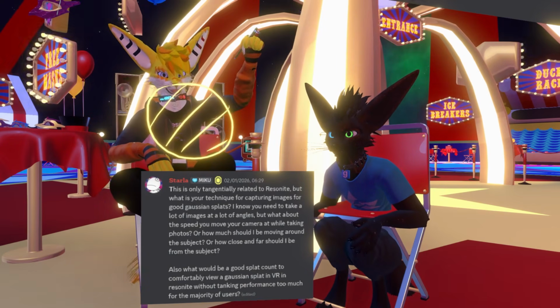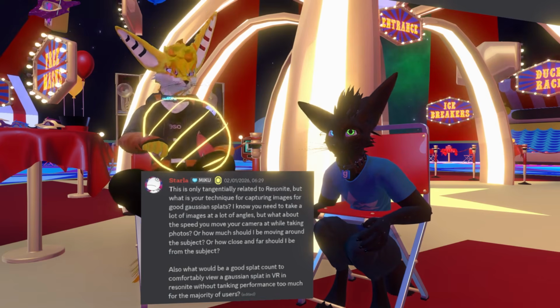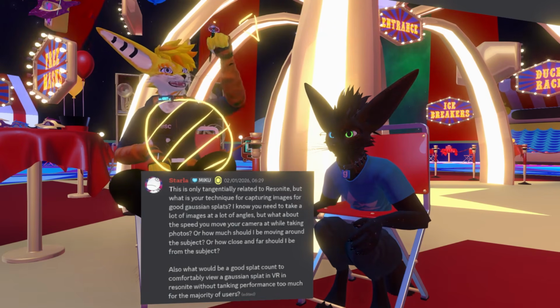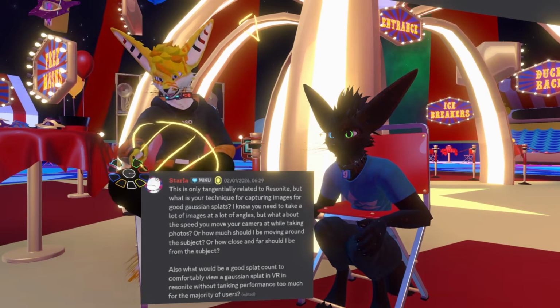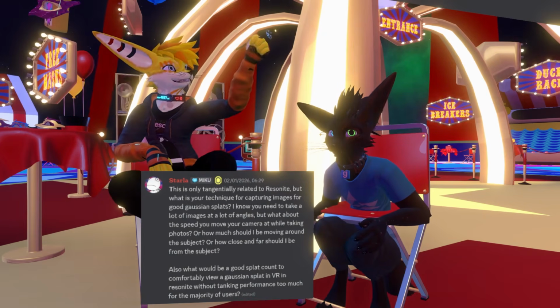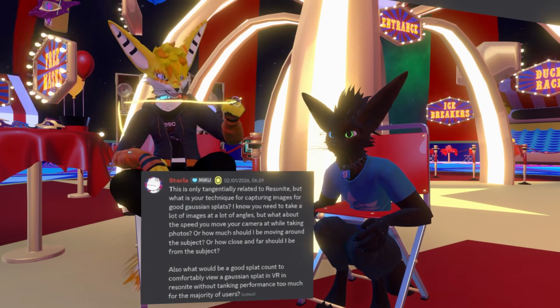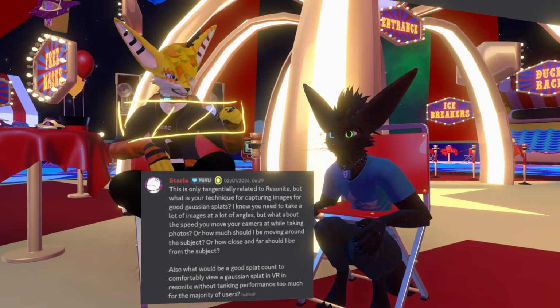If you're scanning with... how does it work? If you're scanning photogrammetry, you can kinda... Actually, no, let me do something different. Let's make this simple. Let's say you're scanning this.